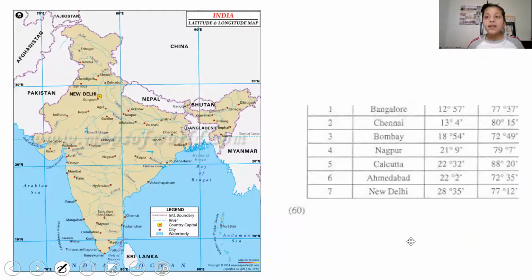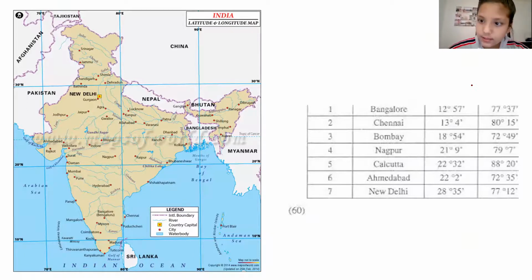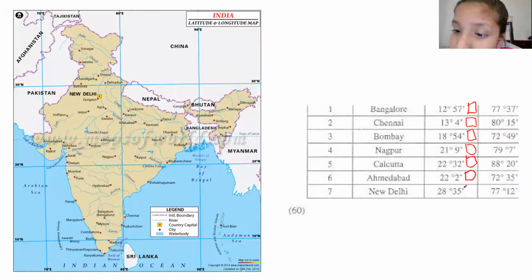Okay, so now, guys, it's your turn to find the latitude and longitude of these cities in India. Also, I want you to find if it's north, south, east, or west. See, right here, nobody's written if it's north, south, east, or west. So can you help us figure out that?